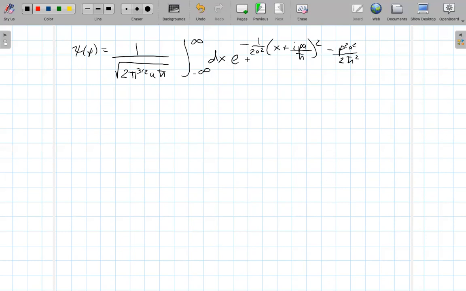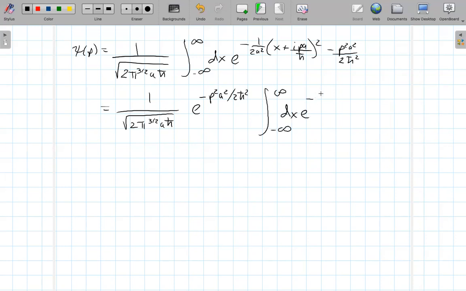Now, notice that this is one exponential term times a second exponential term, but this one doesn't depend on position, it only depends on momentum, so I can factor it out from the integral. So this becomes equal to the square root of 1 over 2 pi to the 3/2 a h bar, e to the minus p squared a squared divided by 2 h bar squared, integral from minus infinity to infinity, dx e to the minus 1 over 2a squared, x plus i p a divided by h bar, quantity squared.